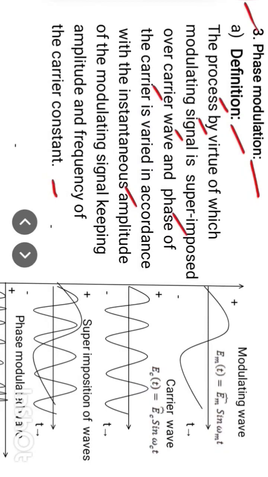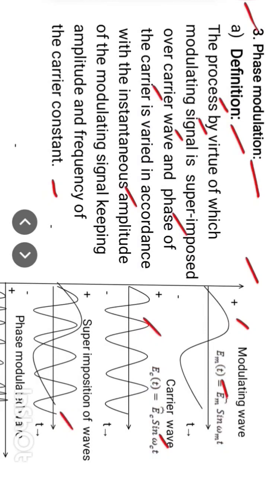as phase modulation. I repeat, the process by virtue of which modulating signal is superimposed over carrier wave and phase of the carrier is varied in accordance with the instantaneous amplitude of the modulating signal, keeping amplitude and frequency of the carrier constant. Now look at this diagram. This is the modulating signal or modulating wave given by the expression Em(t) = Em max sin omega m t. This is the carrier wave which is given by the expression Ec(t) = Ec max sin omega c t.